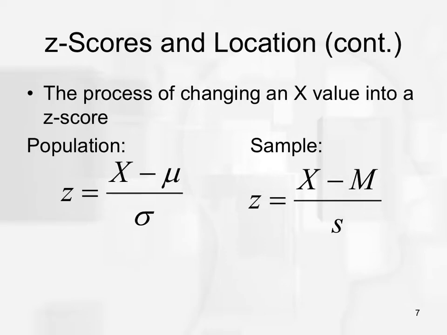Essentially in one, you have the population parameters, so you have mu and you have sigma. For the sample, you have M and s, which are the alphanumeric, and those are the statistics. But essentially, in order to solve this equation for z, you take the raw score, subtract the mean, and divide that by the standard deviation.